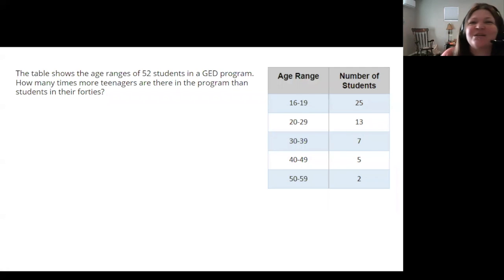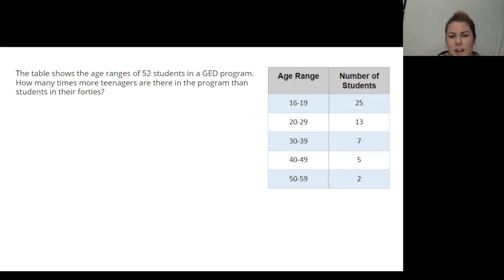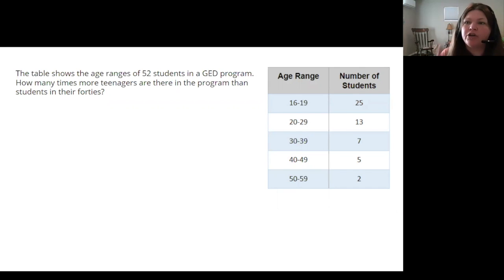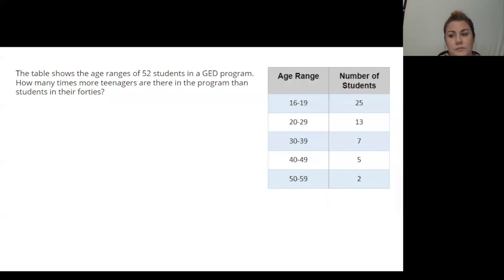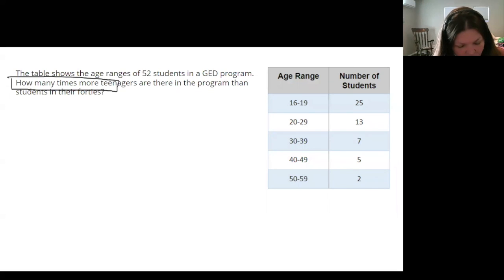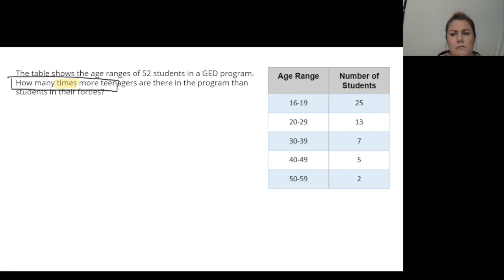So what are they asking me to find? How many more teenagers are in the program than 40-plus-year-olds? I almost agree with you, but you dropped one crucial word that would actually change how I did the problem. It doesn't say how many more, it says how many times more. A lot of students wouldn't even notice that. They just gloss right over it, thinking they're synonyms, but they are not. How many more is different from how many times more. It's still a comparison of size, but it's comparing in a different way.